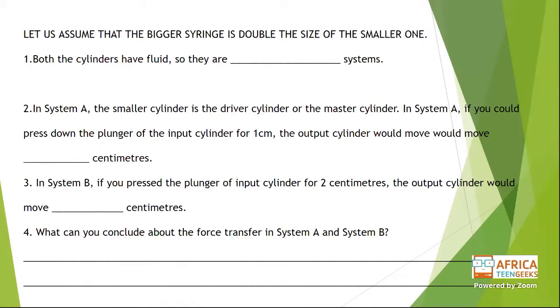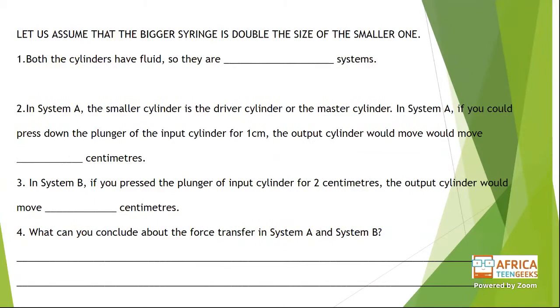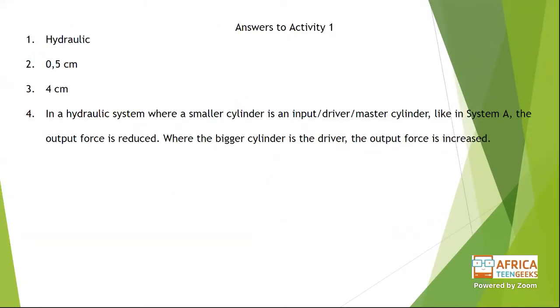Okay, now let us go to the responses. The first question was, what type of system is this? Is this a pneumatic or a hydraulic system? The answer is, it is a hydraulic system. Why do we say it's a hydraulic system? Because it has hydraulic fluid. Remember, we said it's pneumatic when it is a system that contains air. But because we see the green liquid, then we say it is a hydraulic system. Hydraulic systems have a fluid or hydraulic fluid.